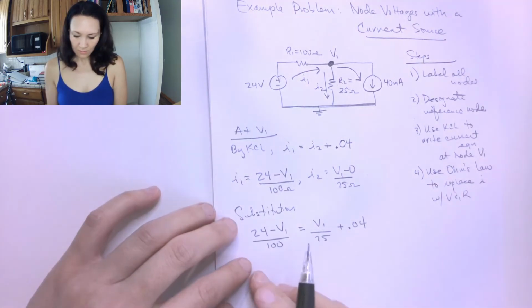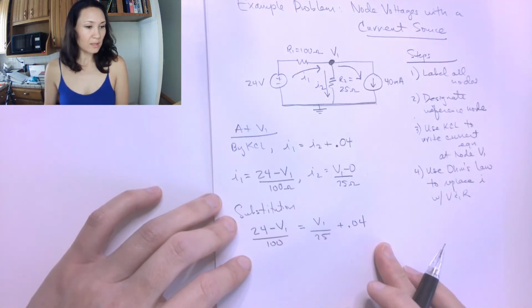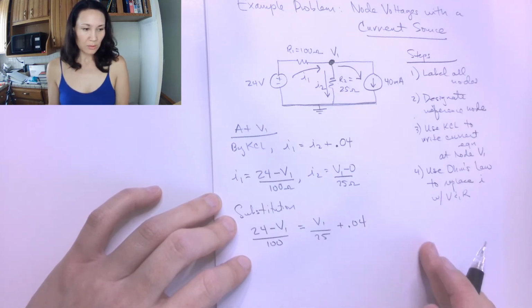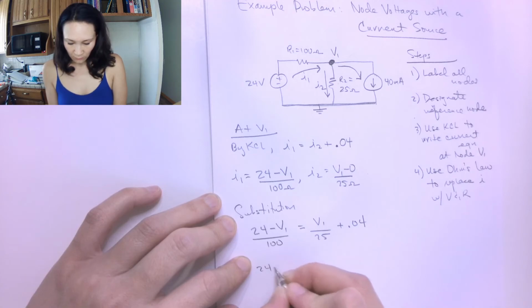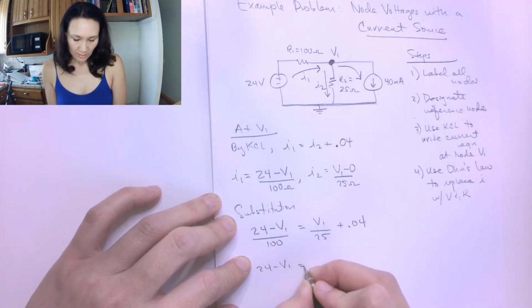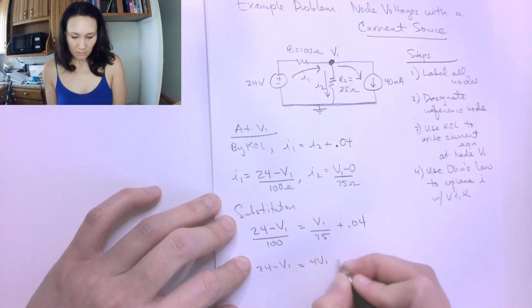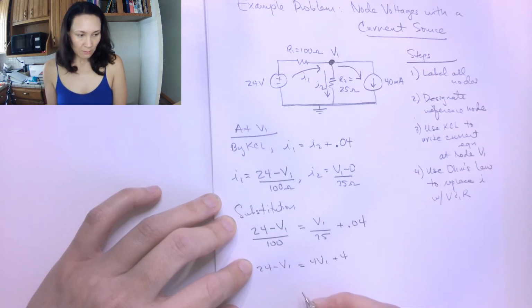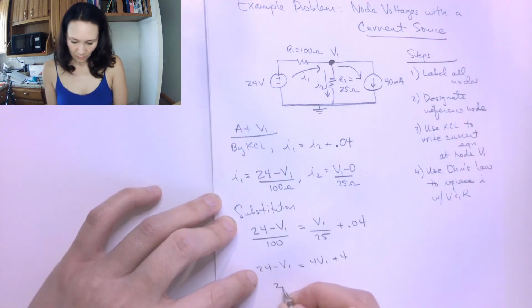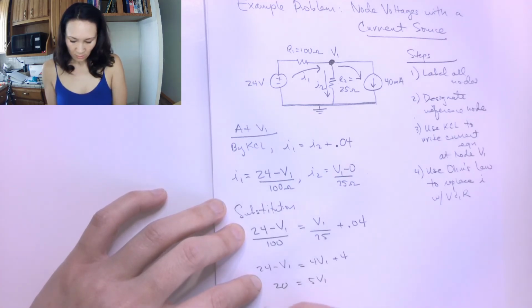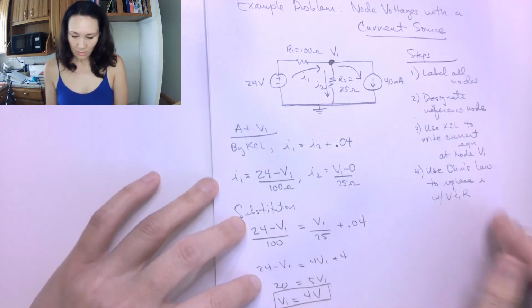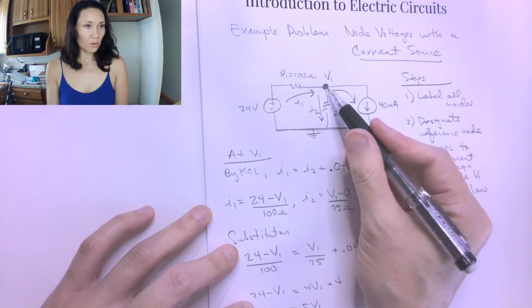So now I'm just going to do a little bit of arithmetic to solve for V1. I'm going to multiply everything by 100 and that gives me 24 minus V1 is equal to 4V1 plus 4. So that means that 20 is equal to 5V1. In other words, V1 is equal to 4 volts. So now I know the voltage at this node right here.